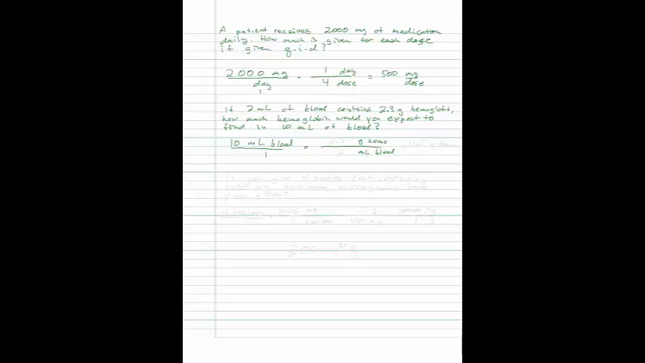Now it says 2 mils of blood contains 2.3 grams of hemoglobin. So you'll notice that the mils of blood cancels. The result is going to be grams of hemoglobin. 10 times 2.3 divided by 2. And that gives us 11.5 grams of hemoglobin.